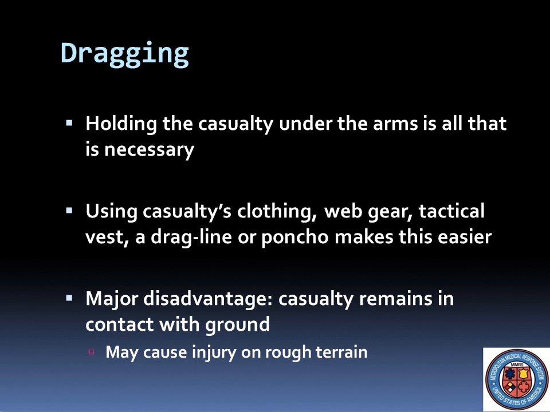You want to hold the casualty under the arms if that's all that you've got. If you can, use the casualty's clothing, web gear, or tactical vest, as we've already talked about. If you have something like a poncho liner or the quick litter that's included in the RTF gear, this may give you something that creates a little more slide between the surface and the patient, making them a little easier to move with less friction. The biggest disadvantage is the casualty is in contact with the ground, so anything that you're having to step over, they're having to slide over, obviously over glass or gravel, etc., you can injure the patient additionally.